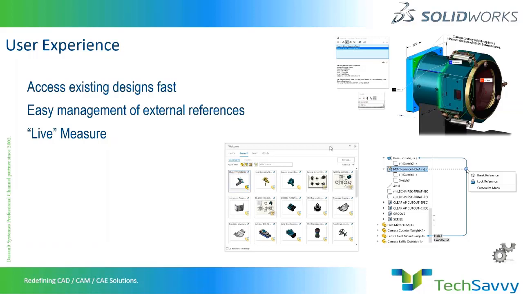But these are the 32 top features that we have discussed. Around 32 features are added inside part, around 33 in assembly, and 17 new types of mates we have added. Now let's talk about user experience.